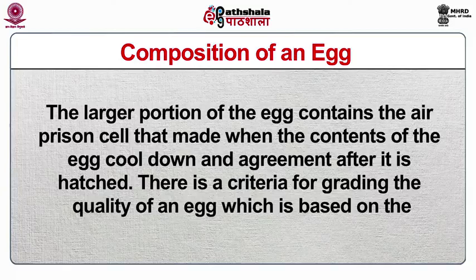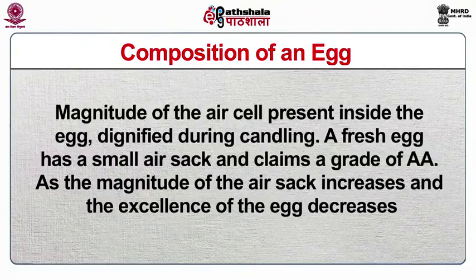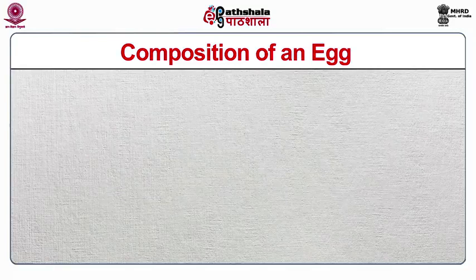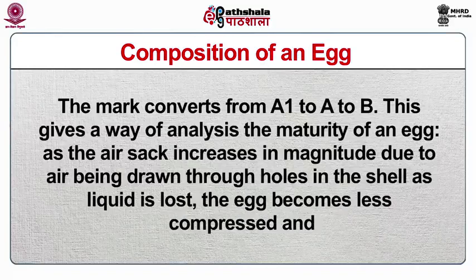There is a criterion for grading the quality of an egg, which is based on the size of the air cell present inside the egg, measured during candling. A fresh egg has a small air sac and claims a grade of AA. As the size of the air sac increases, the quality of the egg decreases. The grade changes from AA to A to B. This gives a way of analyzing the age of an egg.